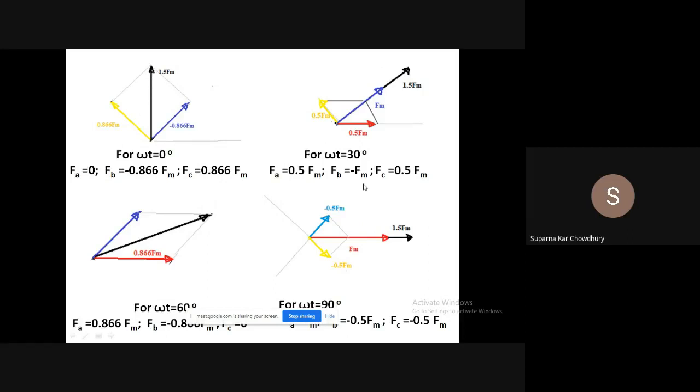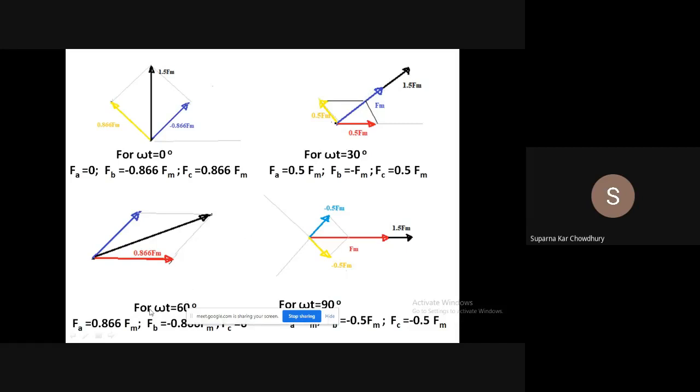Now for omega t equal to 30 degrees, FA is 0.5 FM, FB is minus FM, and FC is 0.5 FM. Again, the vector addition will give you 1.5 FM, but it is along this axis. It was along this vertical axis, and now it has shifted by 30 degrees.